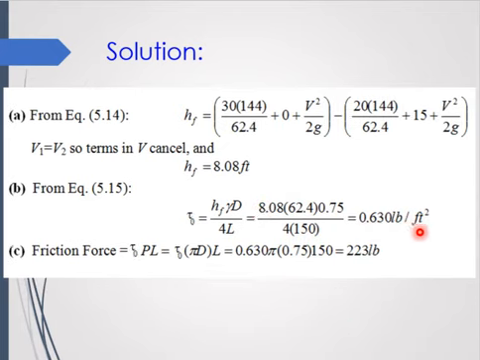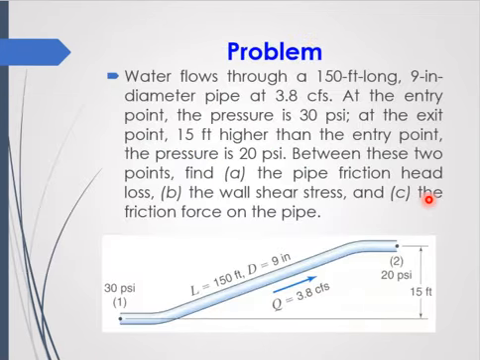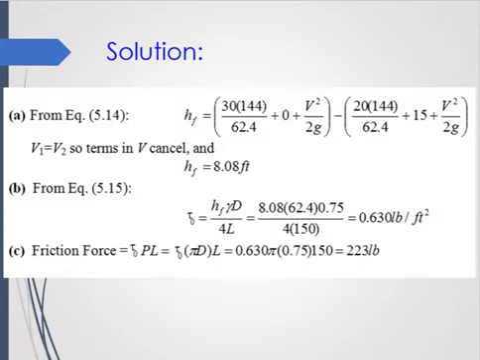0.63 pound per square feet. The last thing which you were asked to find out was the friction force on the pipe. To find out the friction force, we will use stress multiplied by area. Area in this case will be wetted perimeter multiplied by length. So shear stress is 0.63, wetted perimeter is pi d, and length is L. So upon entering the values, we get friction force equals 223 pounds.